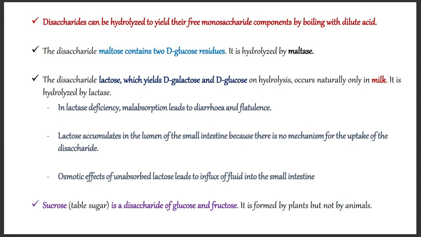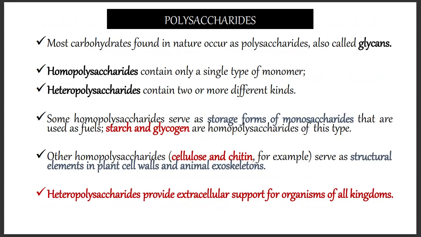So something just to know about sucrose. Sucrose is made of glucose and fructose. It is formed by plants and not by animals. Okay, that's something to take note of, not by animals.